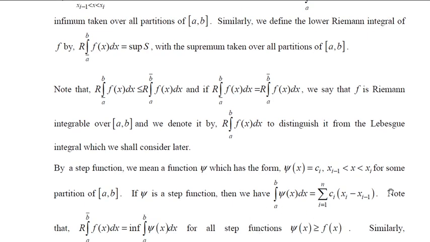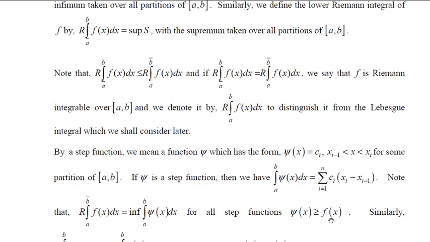And note that our upper Riemann integral is nothing but the infimum of integral a to b psi(x) dx, taken over all step functions psi with psi(x) greater than or equal to f(x). You should note that the integral a to b psi(x) dx will be greater than or equal to integral a to b f(x) dx, and you are taking the infimum of this. So obviously this has to be equal to the upper Riemann integral.